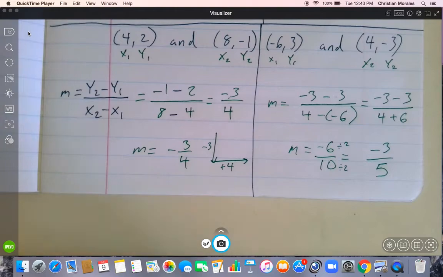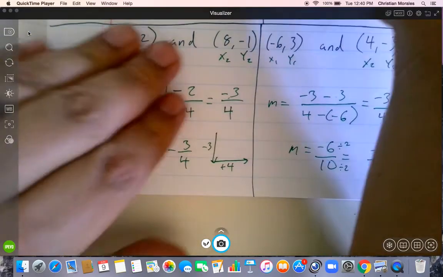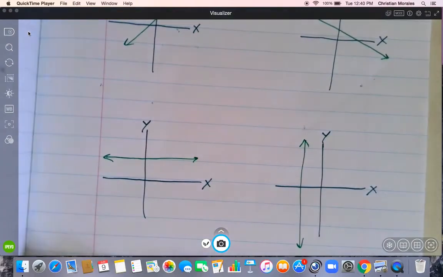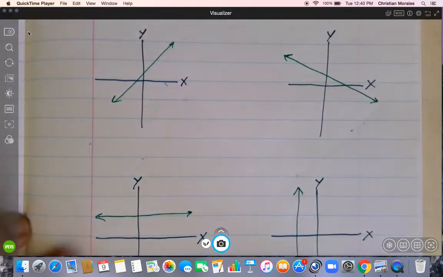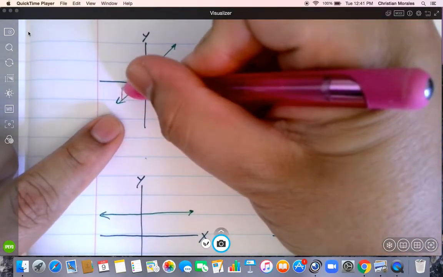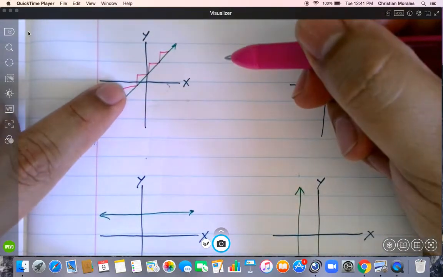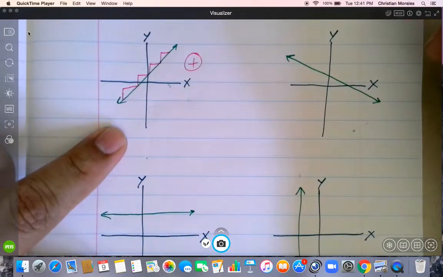All right, so guys, this is how you use a formula. If you don't have a graph, you use the formula. If you have a graph, you can count the rise and the run. Now let's talk about the different kinds of slope you're going to find. There's 4 kinds of slopes, okay? So here, this one is going up and to the right, up and to the right, the same way over and over. So this is a positive slope.